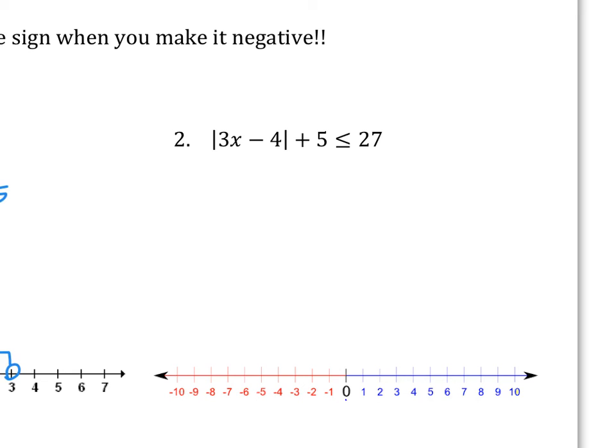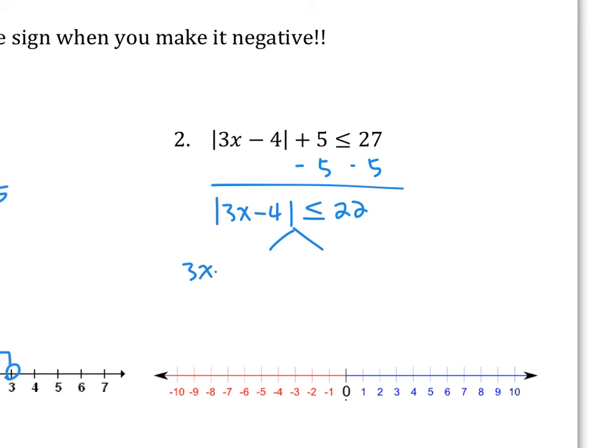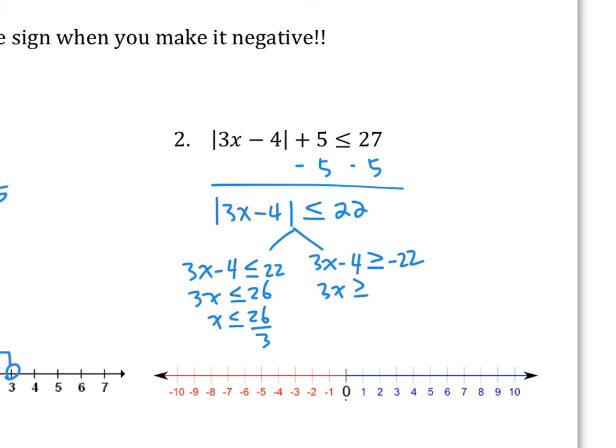What we're going to do is isolate the absolute value. So we get absolute value of 3x minus 4 less than or equal to 22. And then same thing, split it. 3x minus 4 less than or equal to 22. 3x minus 4 greater than or equal to negative 22. So solve that. 3x less than or equal to 26, so x is less than or equal to 26 over 3. Here, 3x greater than or equal to negative 18, so x is greater than or equal to negative 6.